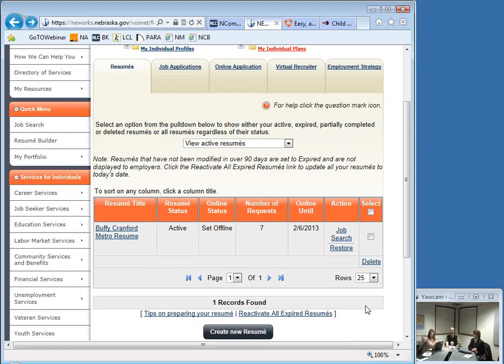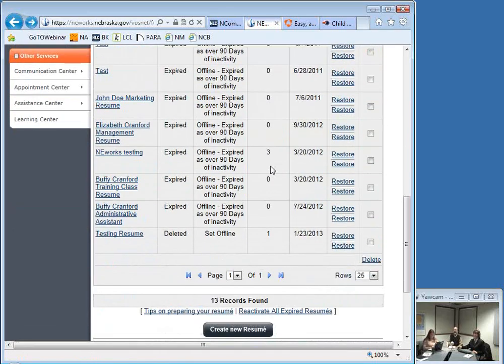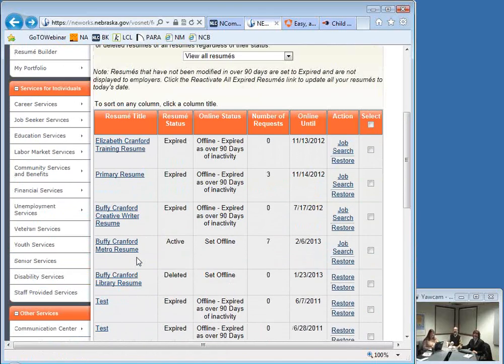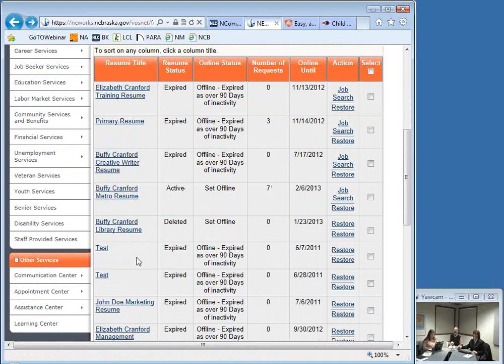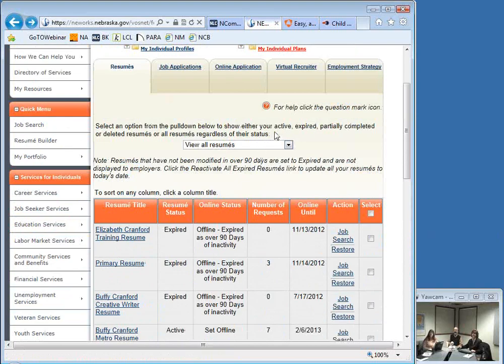So this is just one you have, but if you had more than one, they'd all be listed. But I could even go into my, if I wanted to view all the resumes I've ever had on NEworks. Oh, wow. You can see I've had quite a few. Some are testing, some were real, a lot of them were training. But yes, you can see all the resumes they've ever created. Which means you can set many offline and you can have 5 active showing at any time, but you can have almost unlimited offline.